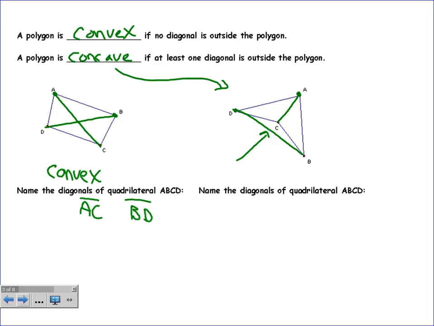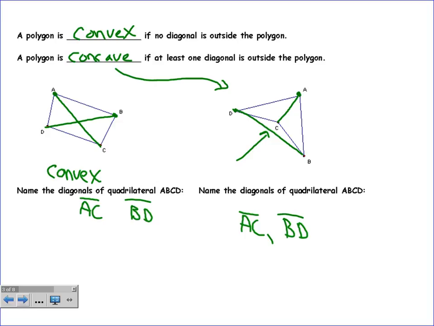Why don't you guys name these two over here? You guys go ahead. You name them. Hopefully those are the two that you had. Remember that you could name them. You could say line segment CA. That's fine. You could also name it line segment DB. It's the same thing as BD.